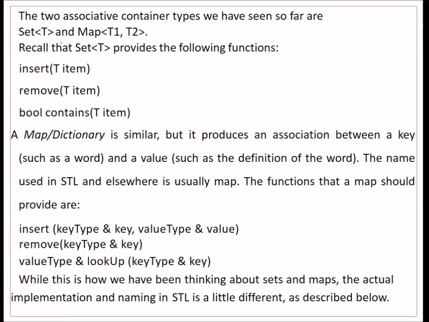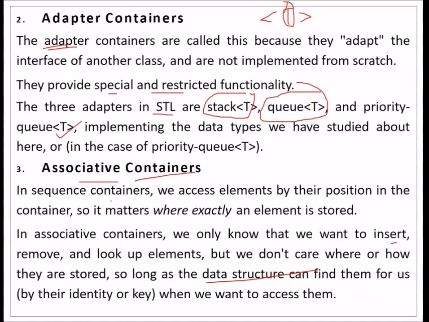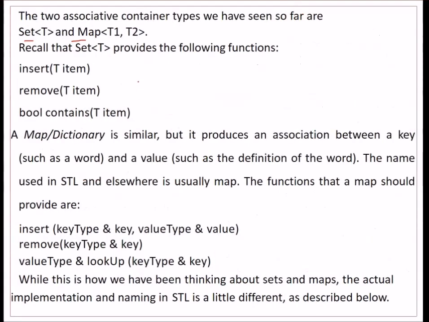So we have seen set and map. These are the two associative container types. Just recall set T, we have already discussed it. This T is the data type. So we have insert, remove, and a bool for whether it contains something or not. Insert, remove, and contains are the three functions related to set.